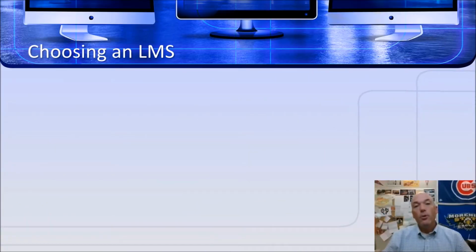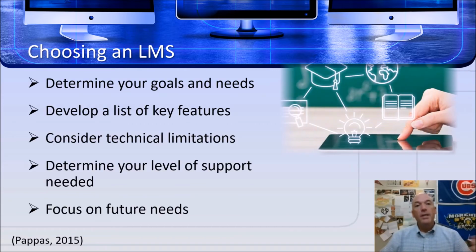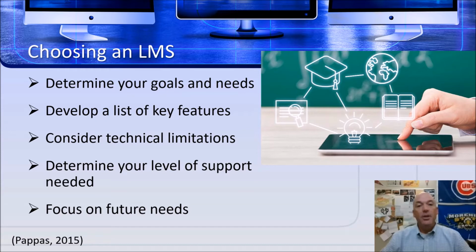So what do we need to look for when choosing a learning management system? Well, Christoforos Pappas suggested that we have 5 things that we need to look at. One is we need to look at our goals and needs. And we also want to develop a list of the key features that help meet those goals and needs. I would suggest that you include teachers and students in this discussion, and maybe even bring parents in to that discussion.